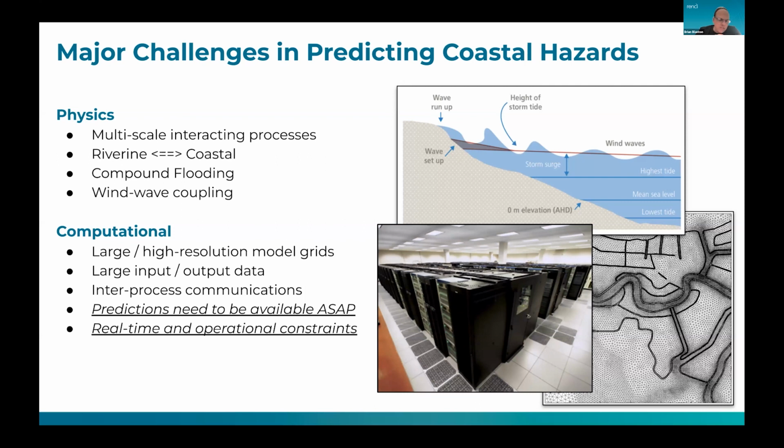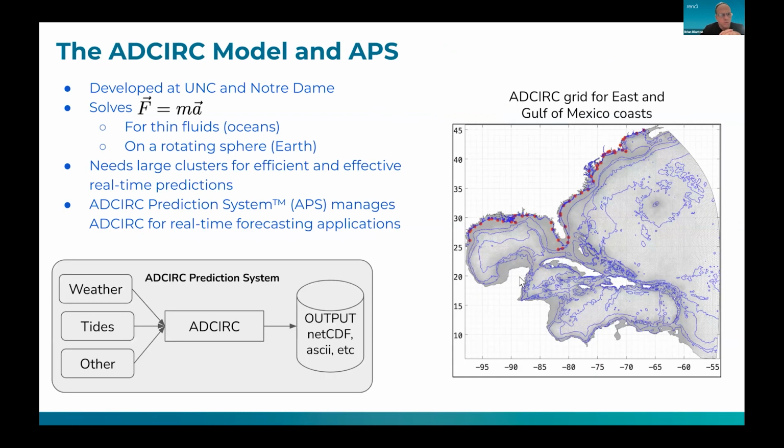But basically, the next slide says that one of the tools that we use in this particular environment is a model called ADCIRC, which has historically been developed both at UNC and Notre Dame by Rick Luettich and collaborators. The bottom line is that this is a computer model that solves the old Newton's F equals ma, but obviously not just in that form. It's formulated for thin fluids, meaning oceans, on a rotating sphere, which is Earth, and we need large clusters for efficient and effective real-time communication.